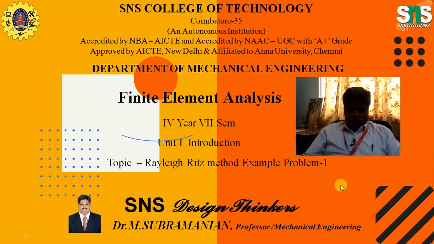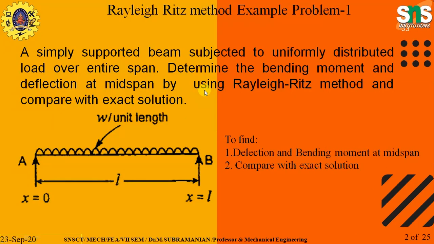Today we are going to discuss the Rayleigh Ritz method example problem. In this problem, we are going to determine the deflection of a simply supported beam. The load is a uniformly distributed load over the entire span. Example problem of the Rayleigh Ritz method.